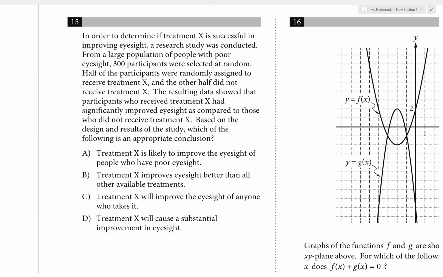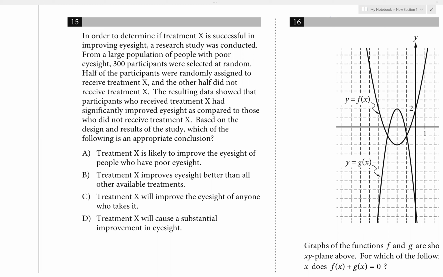All right, number 15. In order to determine if treatment X is successful in improving eyesight, a research study was conducted from a large population of people with poor eyesight. 300 participants were selected at random. Half of the participants were randomly assigned to receive treatment X, and the other half did not receive treatment X. The resulting data show that participants who received treatment X had significantly improved eyesight as compared to those who did not receive treatment X. Based on the design and the result of the study, which of the following is an appropriate conclusion?